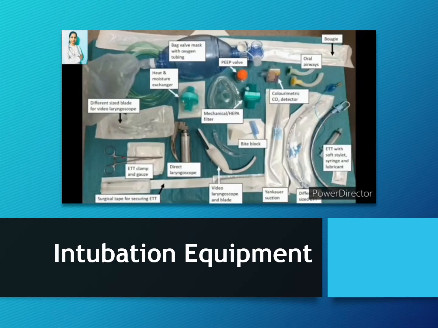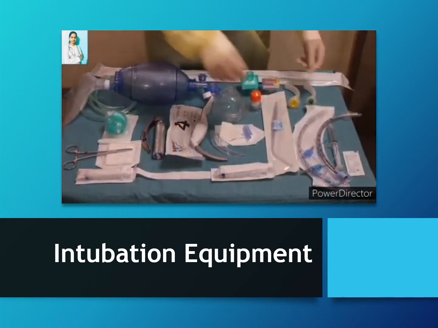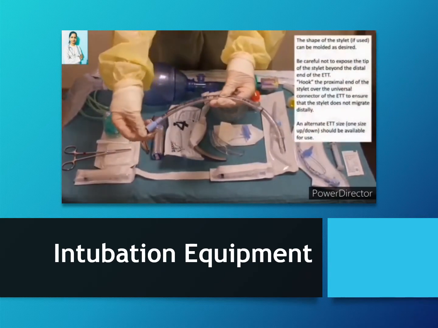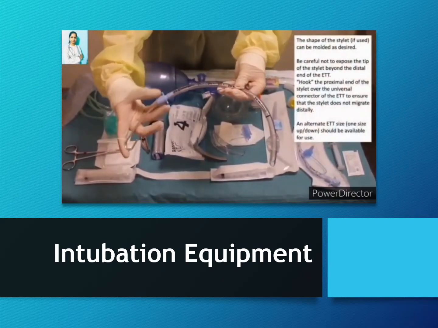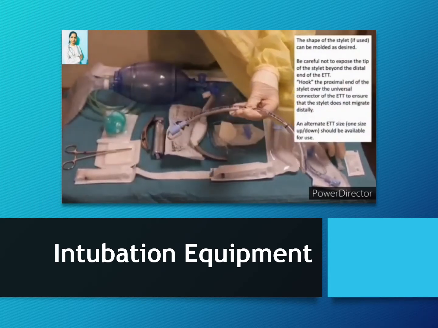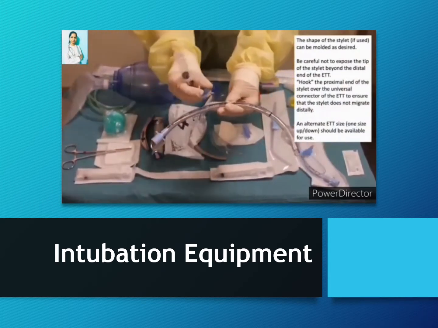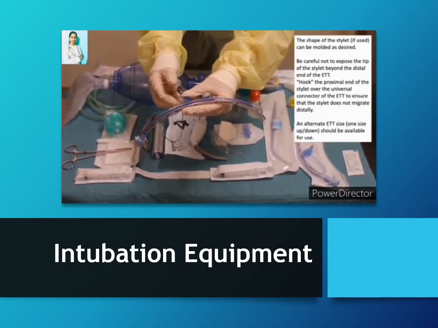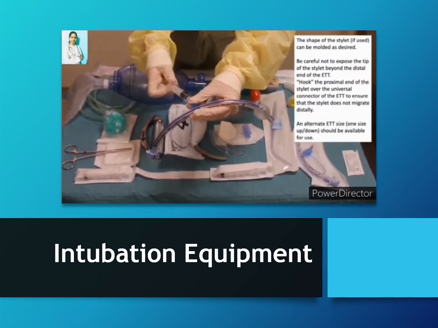These are all the equipment used in intubation. You can see them on our screen. The first one is the endotracheal tube. The endotracheal tube is inserted into the trachea through the mouth or nose to maintain the patient's airway. This is the hook at the proximal end, and the stylet over the universal connector of the ETT. The ETT size ranges from 2.0 to 12.0 mm.